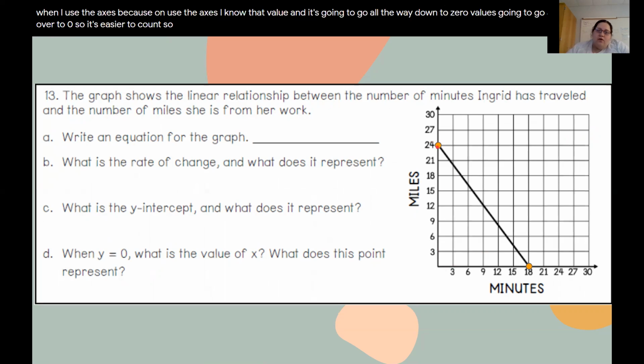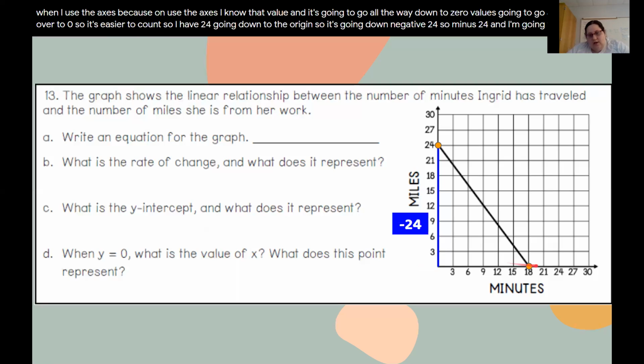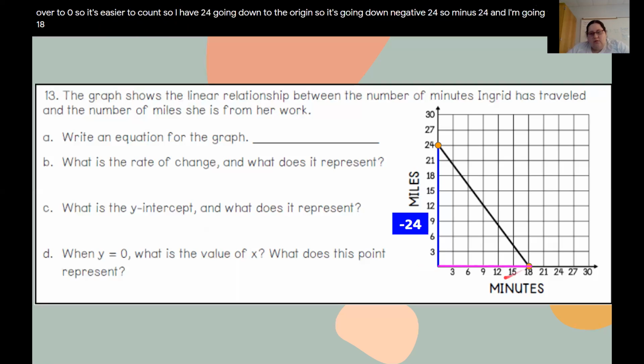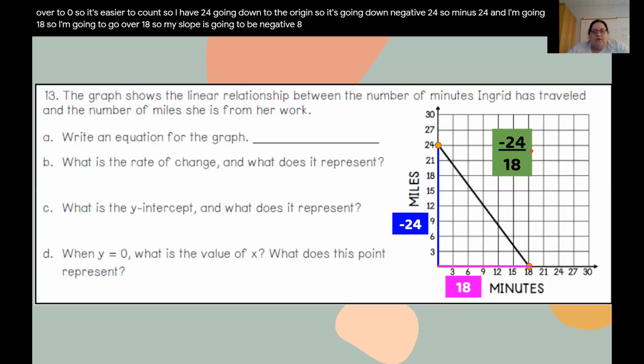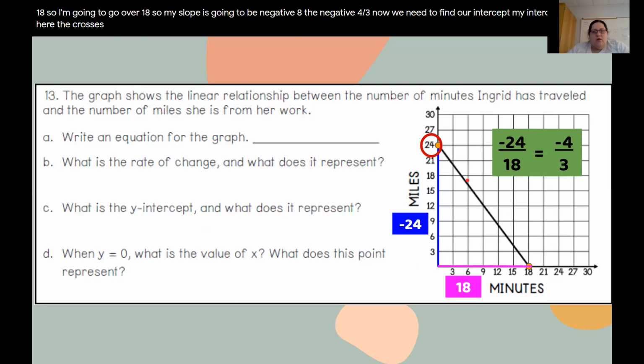So I have 24 going down to the origin. So it's going down -24, and I'm going to go over 18. So my slope is going to be -24 over 18, which I can simplify to -4/3. Now we need to find our intercept. My intercept is right here. It crosses at 24. So my equation is y equals -4/3 x plus 24.